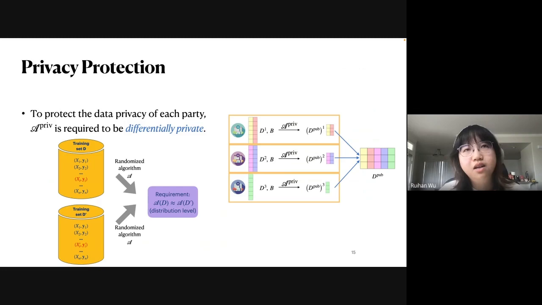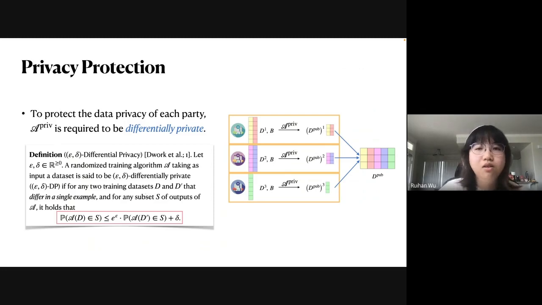With this property, people find it hard to infer any single data point's information from this randomized output. And this is the rigorous definition of differential privacy. So we see that epsilon and delta, these two parameters, control the level of similarity. When epsilon and delta are 0, these two distributions are exactly the same, and smaller epsilon and delta is a stronger guarantee.